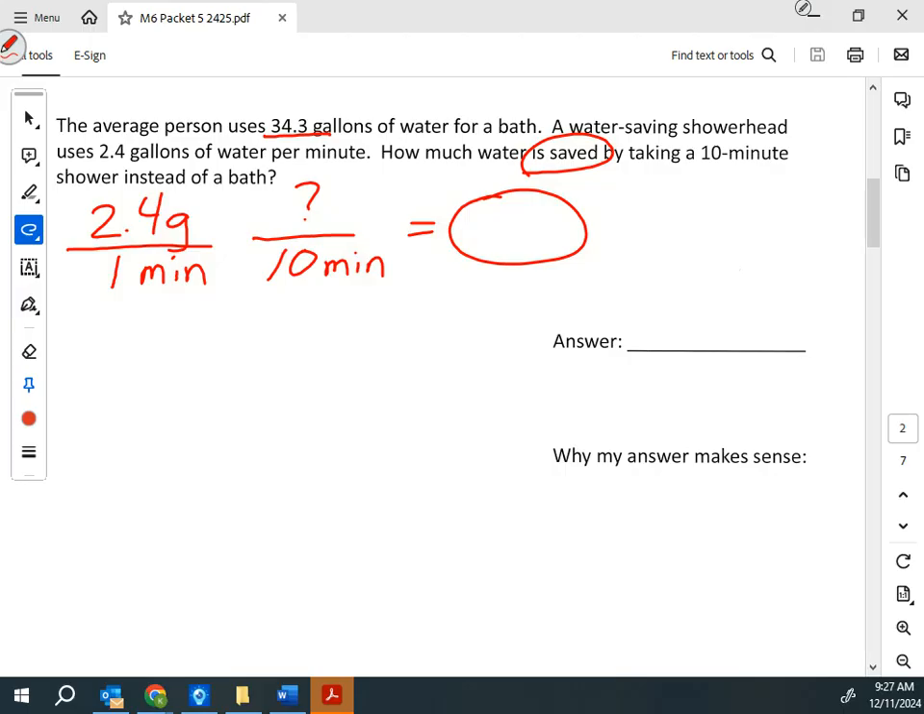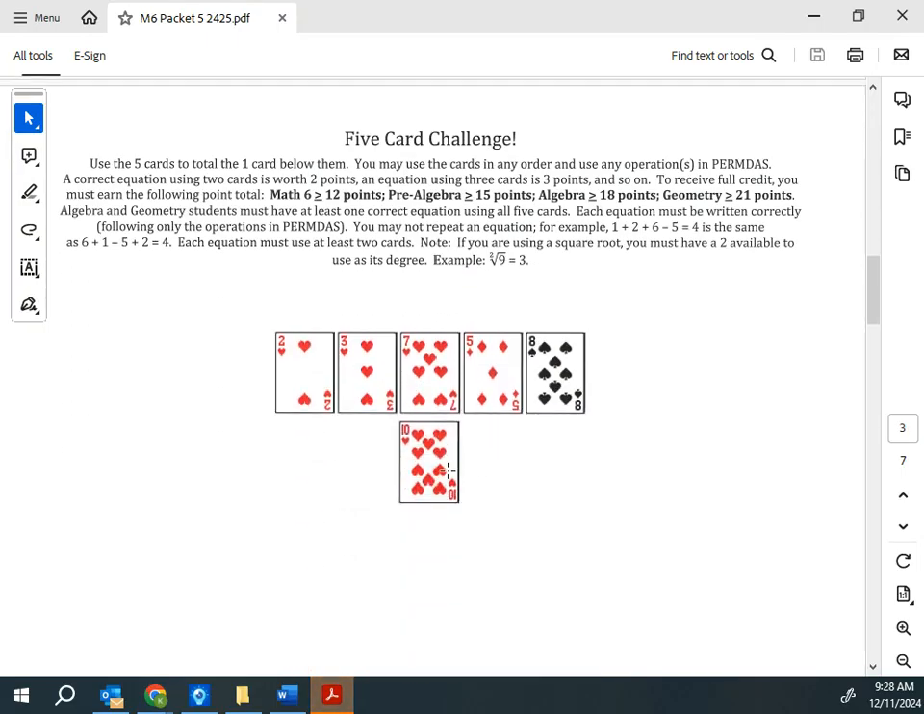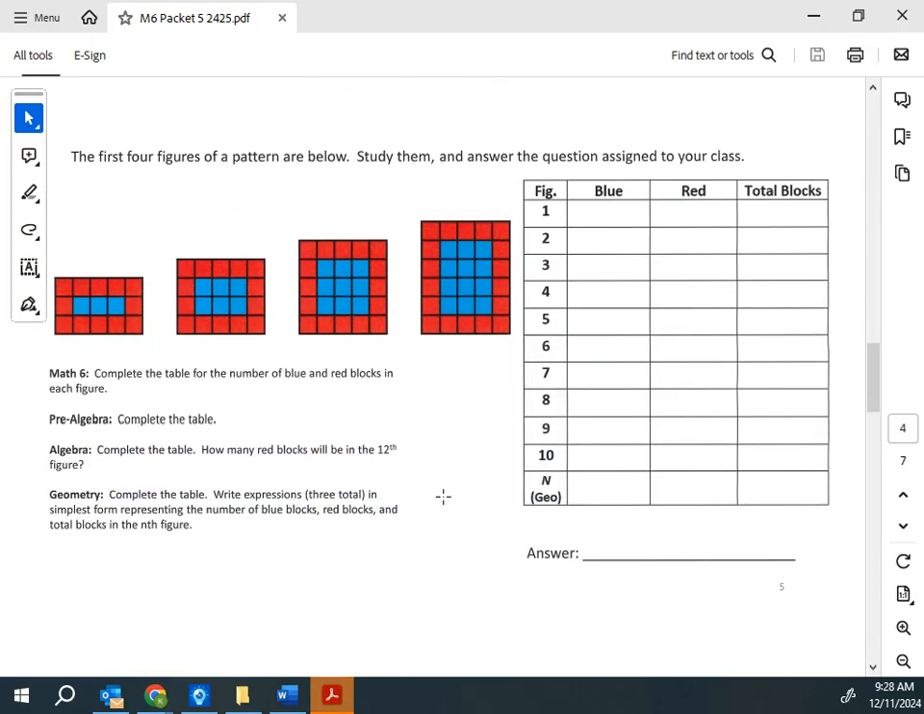So the first big thing you have to do is figure out how much water is being used for the shower. Go with your unit rate and then go up to, instead of 1 minute, 10 minutes. So solve that and then you have to subtract. Our next page is our 5-card challenge. We need to have them equal the number 10. And then we have our pattern page.